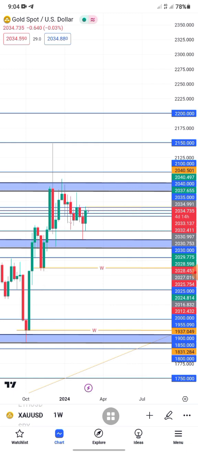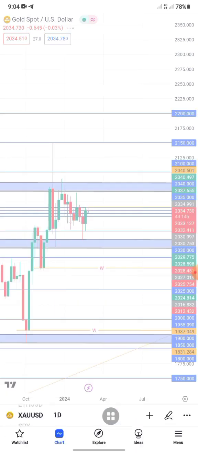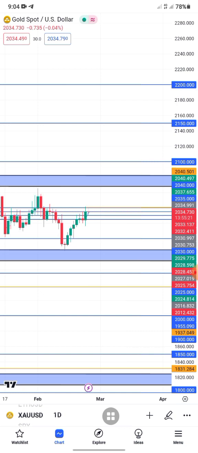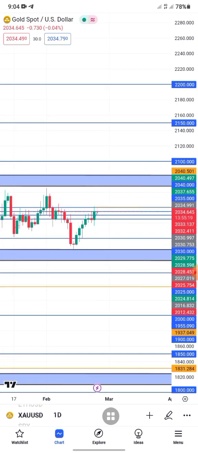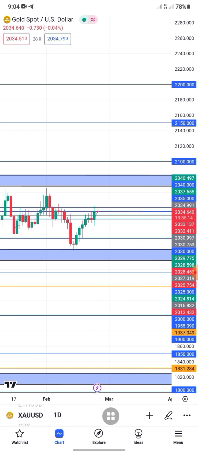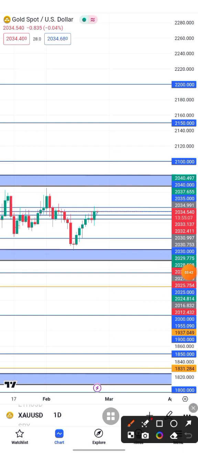Let me show you if I plotted this one right on the daily time frame, because before you plot out any zone, plotting this zone right here does not make sense. Why did I say so? The reason is this candle forming right here. This bearish candle forming right here might take off this zone. You get? It might take off this zone, and this zone is not a valid zone.